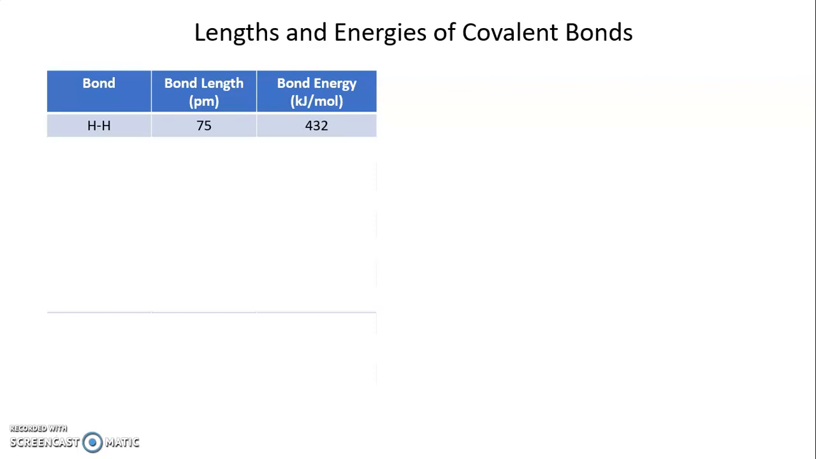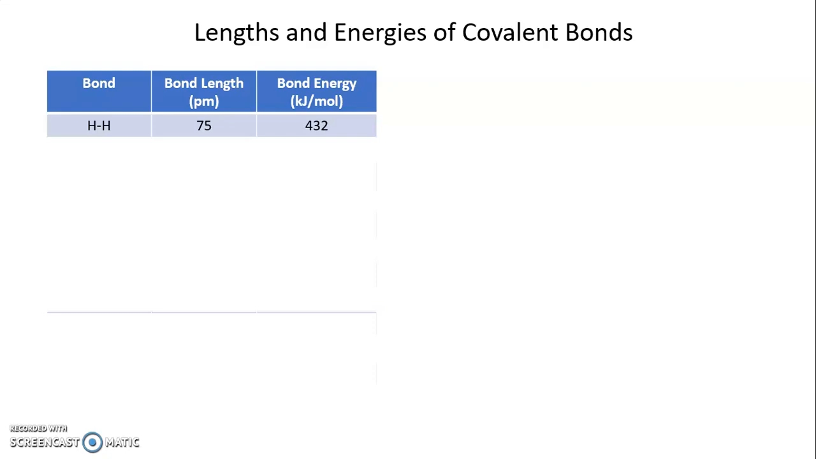Okay, and so, by the way, there is a table on page 374 of your book that has these bond energies, and there's another table on the same page that has some representative bond lengths if you want to look them up for bonds that we're not going to talk about in today's presentation.